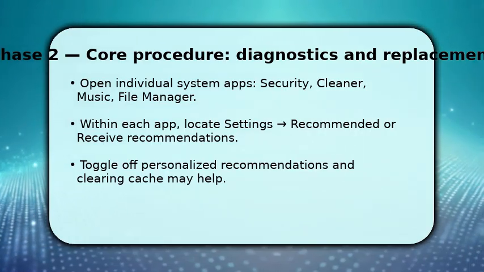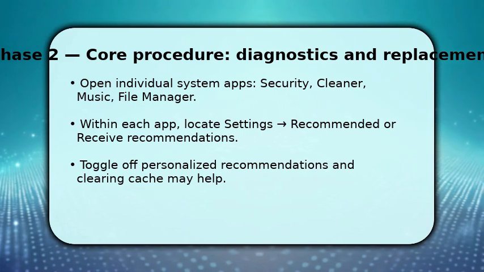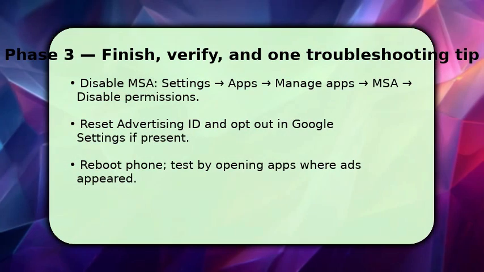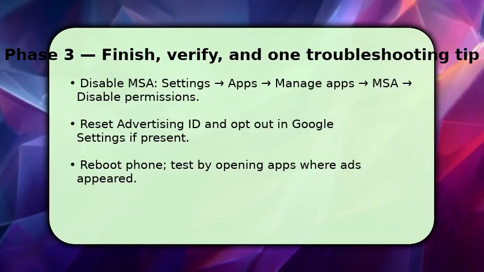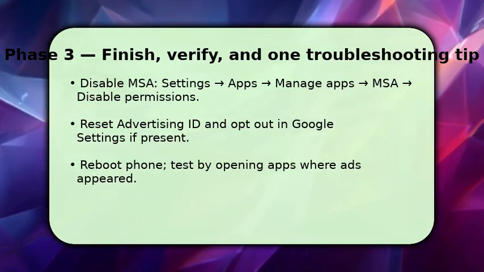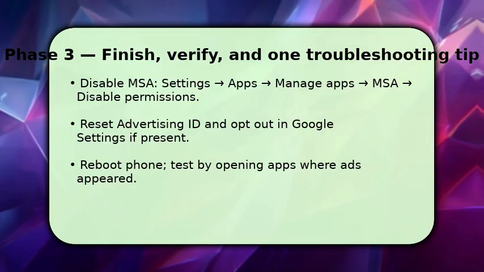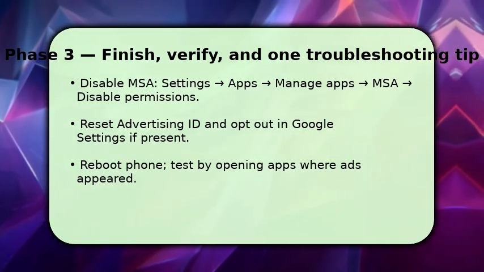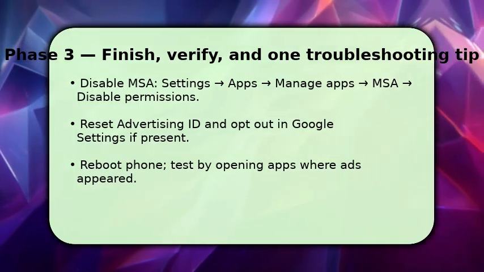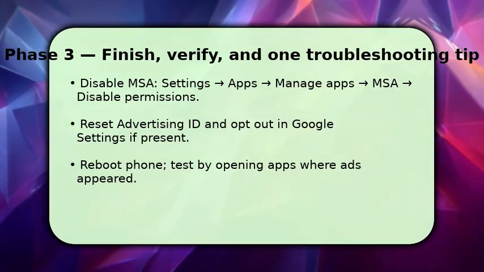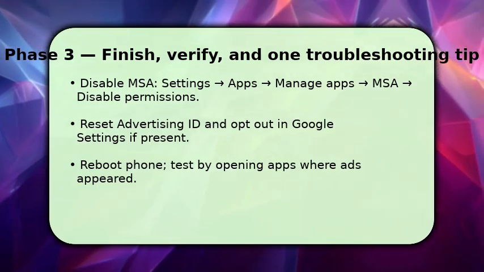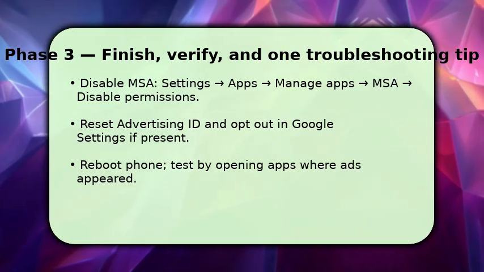Finally, you must disable MSA and limit the advertiser ID to stop system ads at the source. Go to Settings, then Apps, then Manage Apps, find MSA, and revoke its permissions or uninstall updates, then turn off Show Recommendations. Also open Google Settings to reset and opt out of advertising ID so third-party targeting stops.